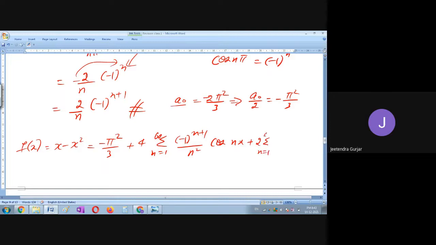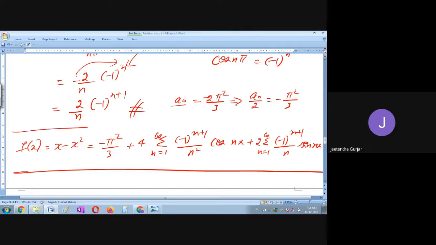Summation n equals 1 to infinity, Bn you substitute. That is minus 1 raised to n plus 1 divided by n sin nx. So this is the final answer. Very, very important and very easy. You can simplify. Okay, last question.